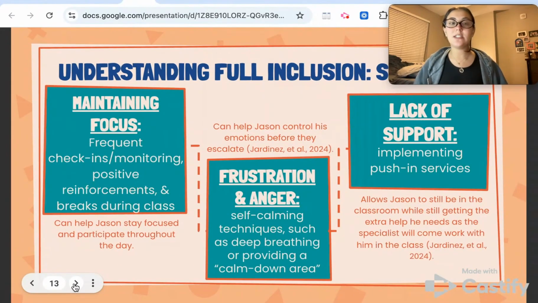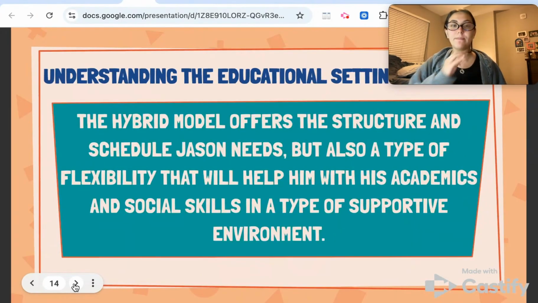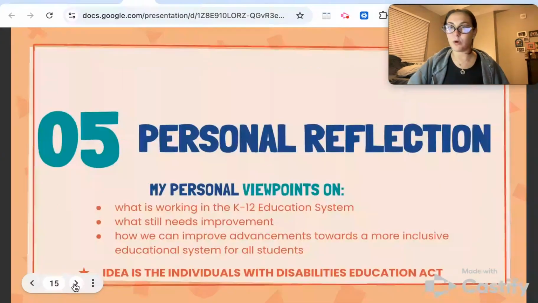So the solutions to these: for maintaining focus, it would be frequent check-ins and monitoring, positive reinforcement, and breaks during class. For the frustration and anger aspect, self-calming techniques would be helpful. And for the lack of support, it would be implementing those push-in services like I've mentioned before. So the hybrid model offers the structure and schedule Jason needs, but also a type of flexibility that will support him with his academics and social skills in a supportive environment.